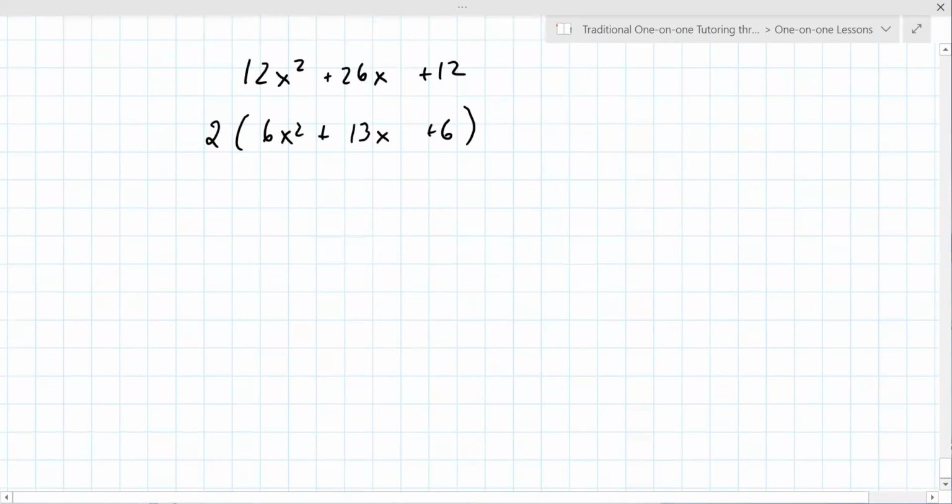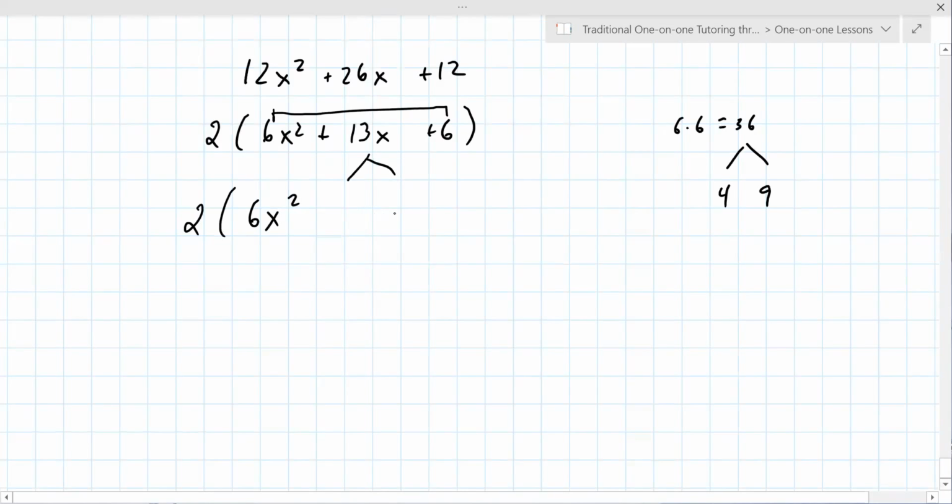Okay, so now we're going to multiply these two numbers together. So 6 times 6 is 36. We want two numbers that multiply to 36 but add up to 13. I'll save the suspense. It's 4 and 9. And this is the grouping technique. So this middle term becomes plus 4x plus 9x plus 6. Do you see that? Okay, so now it's grouping.